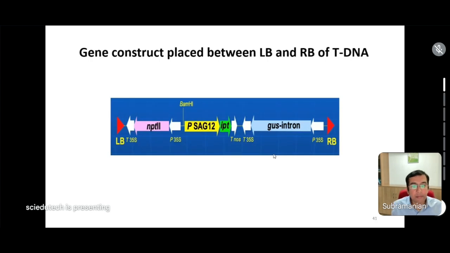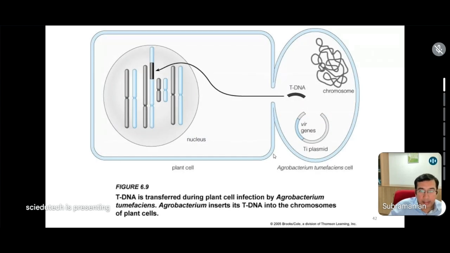Next slide, please. So this is an example of a gene construct placed between the right and left border of the tDNA. You have the NPT2 gene, which confers resistance to kanamycin, and you have the gene of interest, in this case a GUS with intron. We'll look at what GUS is in a later slide. Next slide, please. And this is how tDNA from the TI plasmid is transferred to the chromosomes in the plant nucleus.